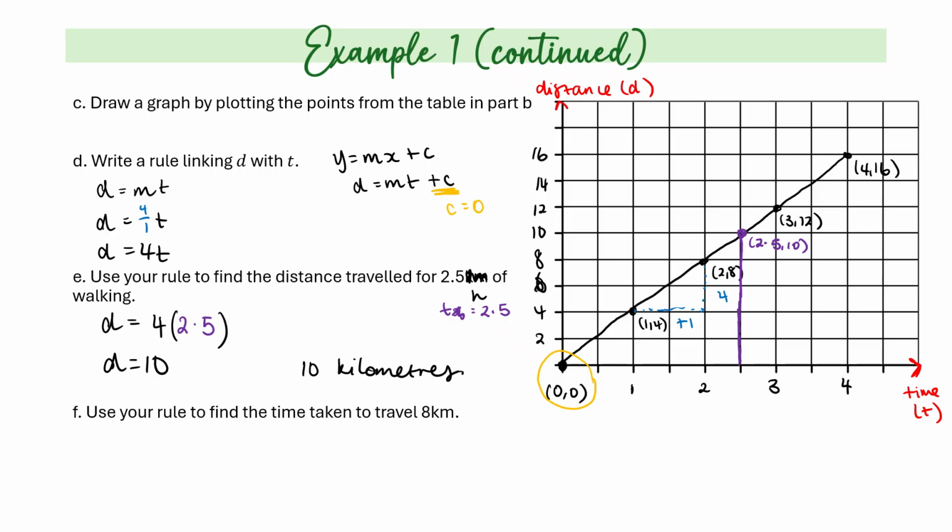Now, same thing for this one. I could use my graph to my advantage and go, okay, if I want to find out what happens at 8 kilometres, I can draw my line across at 8 kilometres and we can see that it would be 2 hours, right? But if we wanted to use our rule, I'm just going to replace our d with 8, and now I've got 4 times something gives me 8, so t is equal to 2. Okay, so it would take him 2 hours to hike the 8 kilometres.